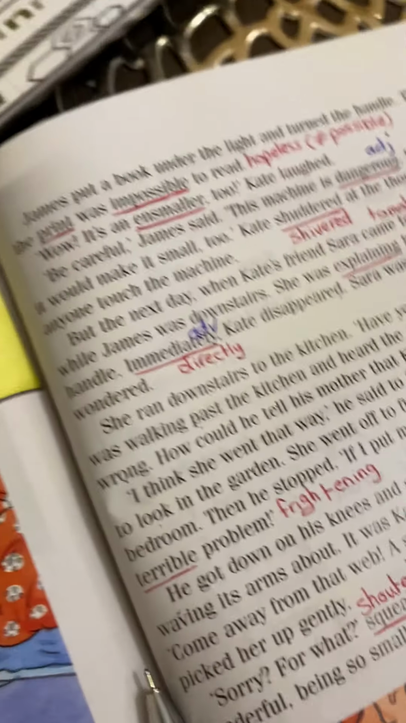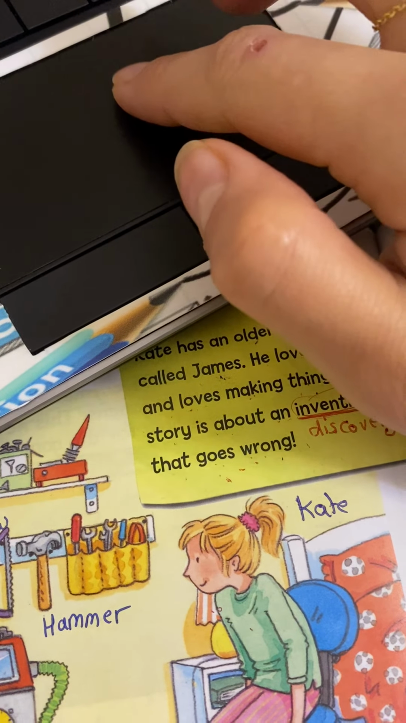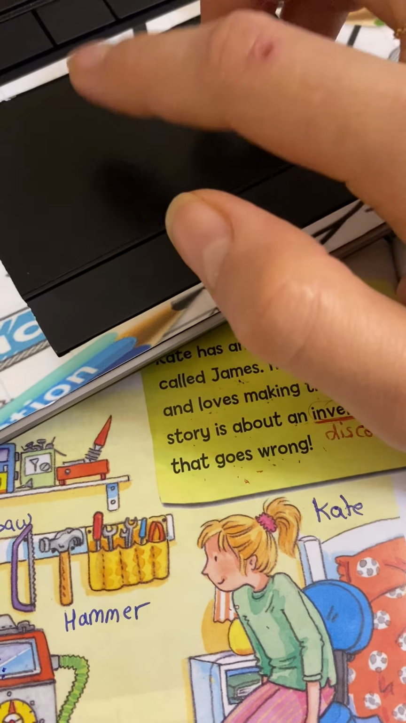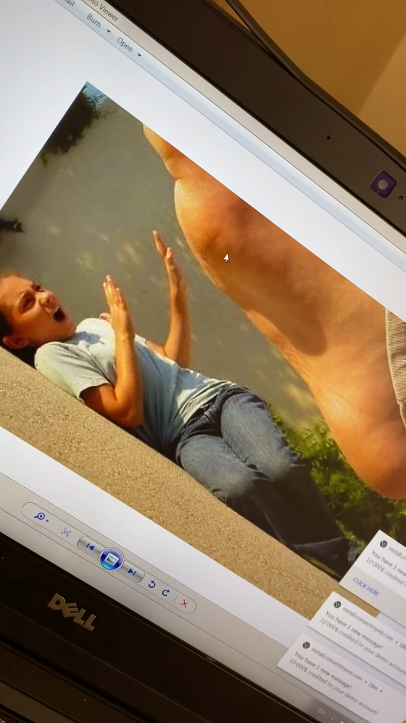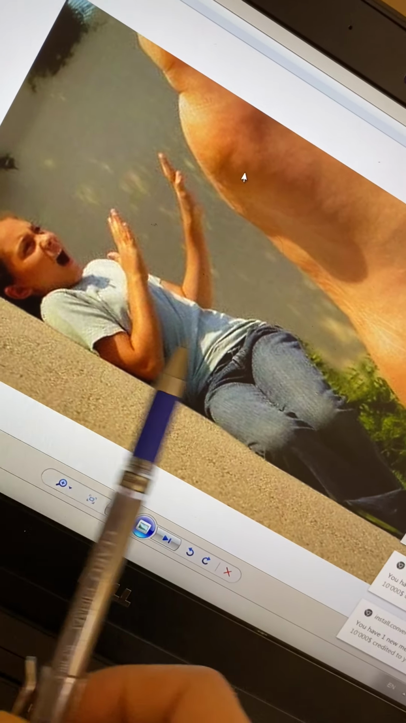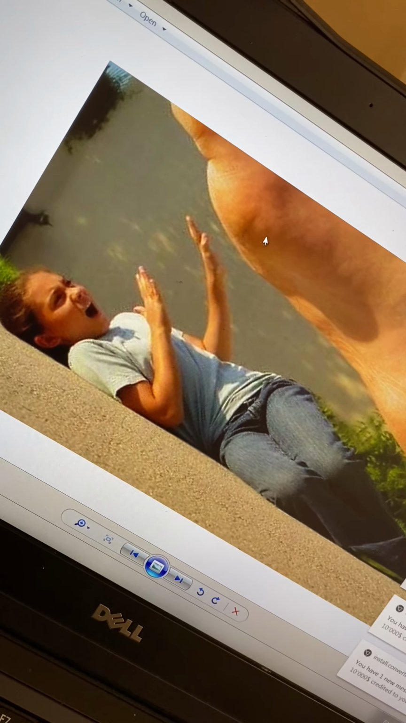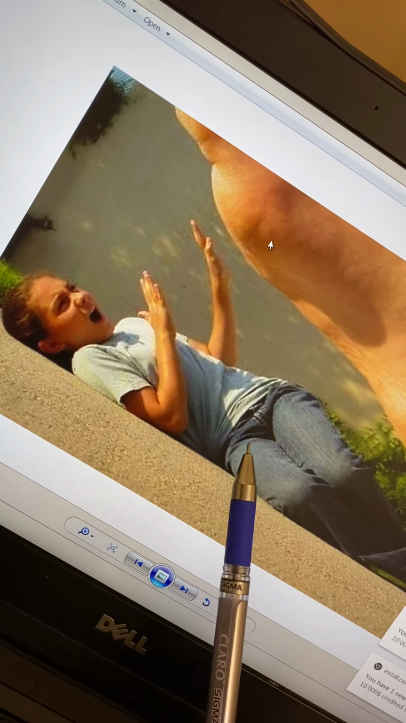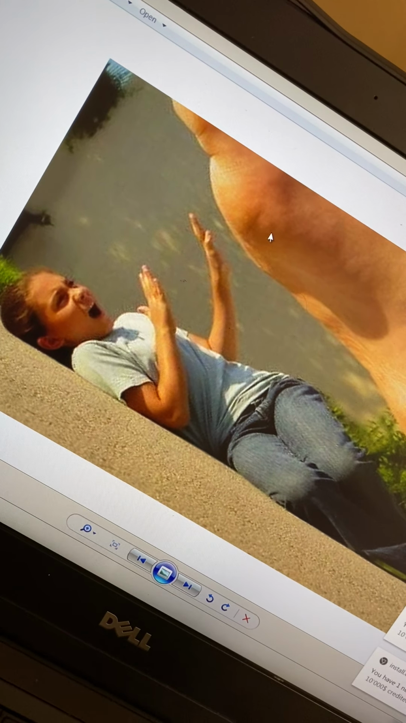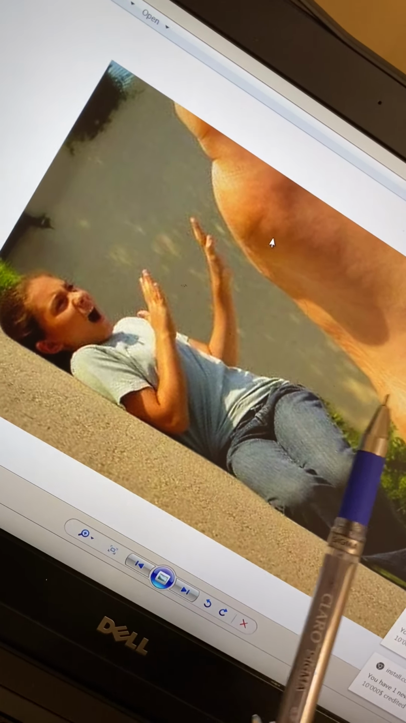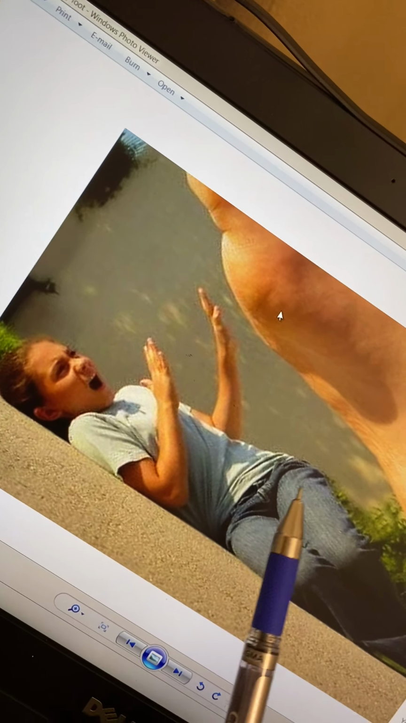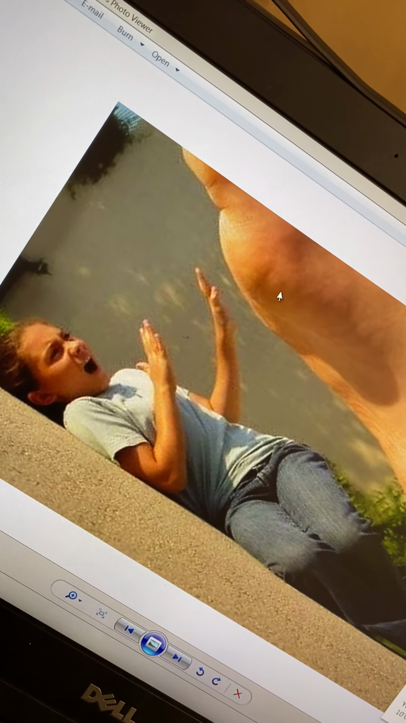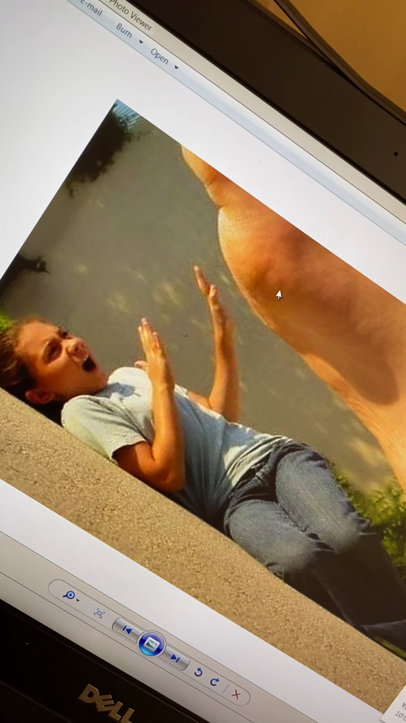Why did he stop? Look at this picture. Look at this picture. Imagine that this girl is Sarah, okay? The size of Sarah is very small. Maybe the ant is bigger than Sarah. So because she is very small, James can't see her.